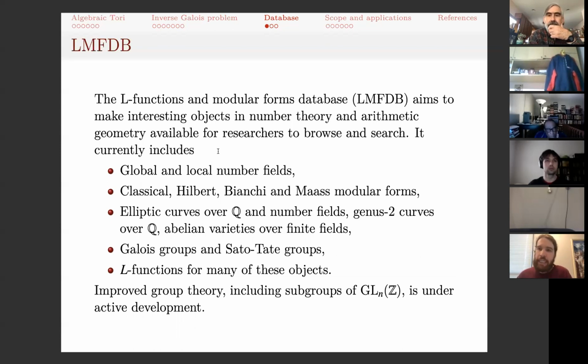So what does it contain? It contains databases of global and local number fields. The local number fields part is of great interest to us. It contains modular forms, various kinds of algebraic varieties of arithmetic interest. It includes Galois groups, which are going to be relevant for us, Sato-Tate groups, and L-functions of these objects. One of the things we're working on at the moment is improving the group theory, having tables of small groups and tables of matrix groups, so tables of subgroups of GL_n(Z).